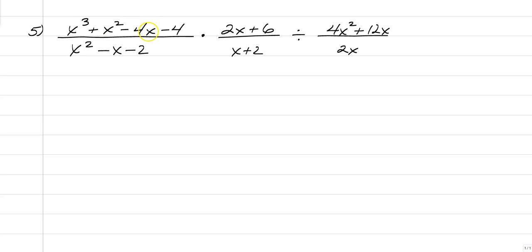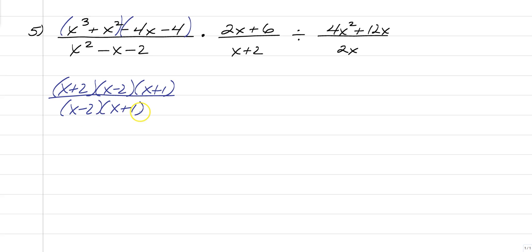So this top left over here, we need to factor that guy by grouping. So we're going to factor out an x squared and a negative 4, which would be x squared minus 4, giving us difference of 2 squares. So this top is going to factor to x plus 2, x minus 2, and an x plus 1. This guy down here, he's going to factor to what multiplies to negative 2, adds to a negative 1, that's x minus 2 and x plus 1.